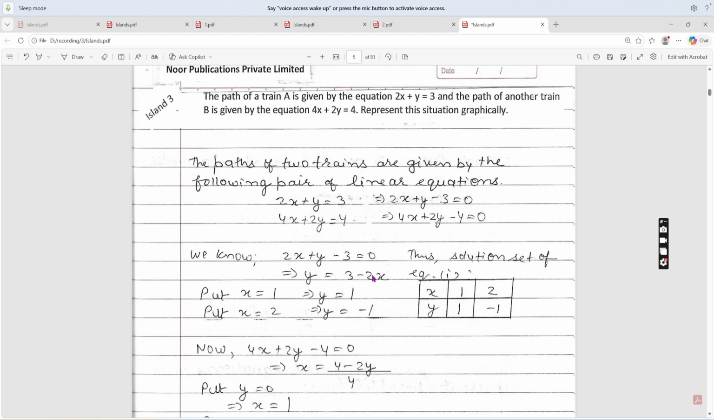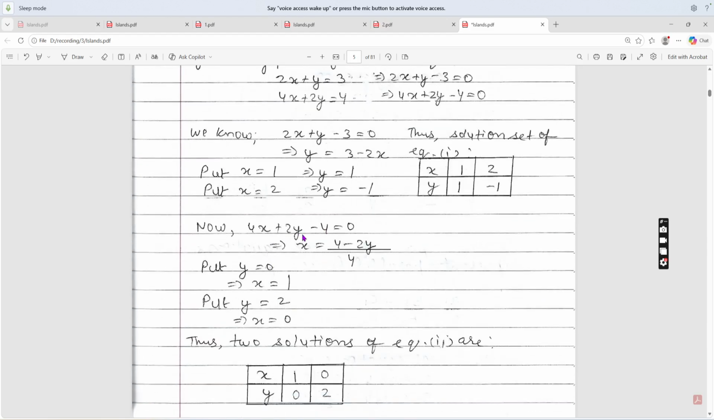Just see, 2 into 1 is 1, 3 minus 2 is 1. So y is also equal to 1. So we are getting 1 comma 1, that is x is equal to 1, y is equal to 1. Okay, now when x is equal to 2, it means 2 into 2 is 4 and 3 minus 4 is -1. So we are getting 2 comma -1 here.